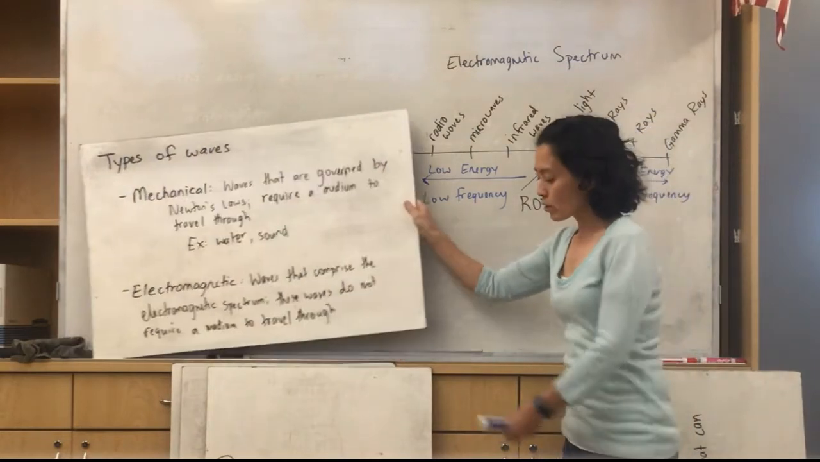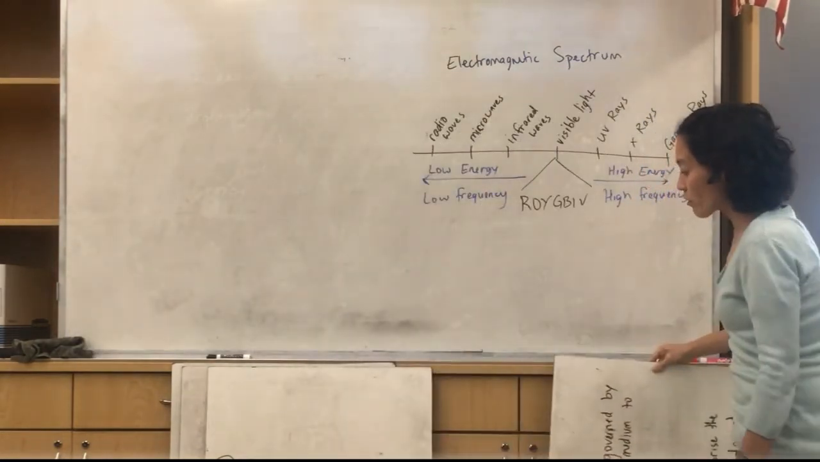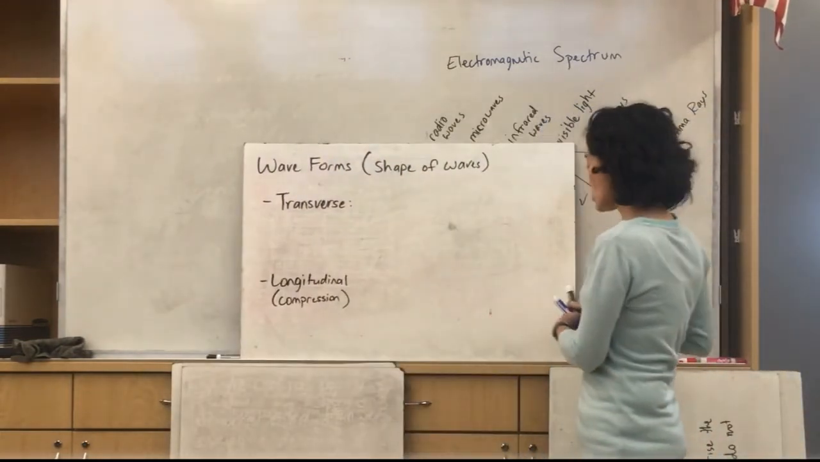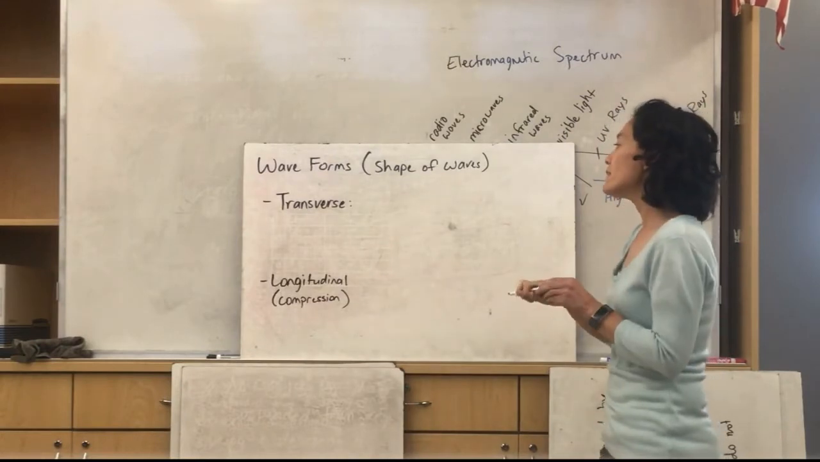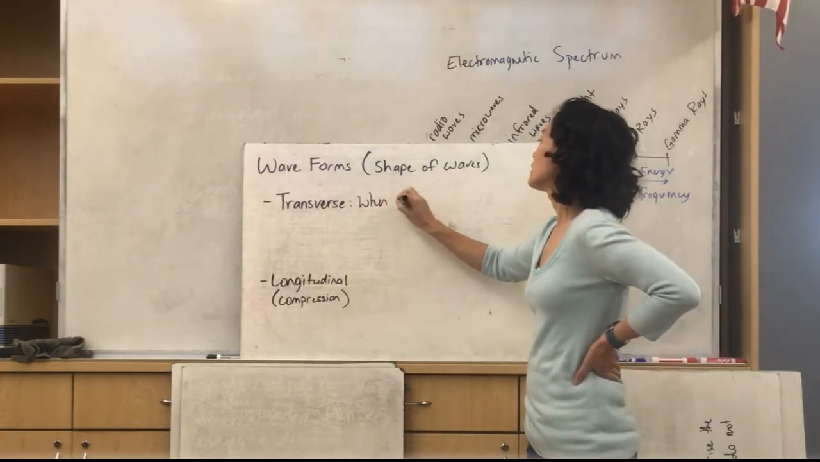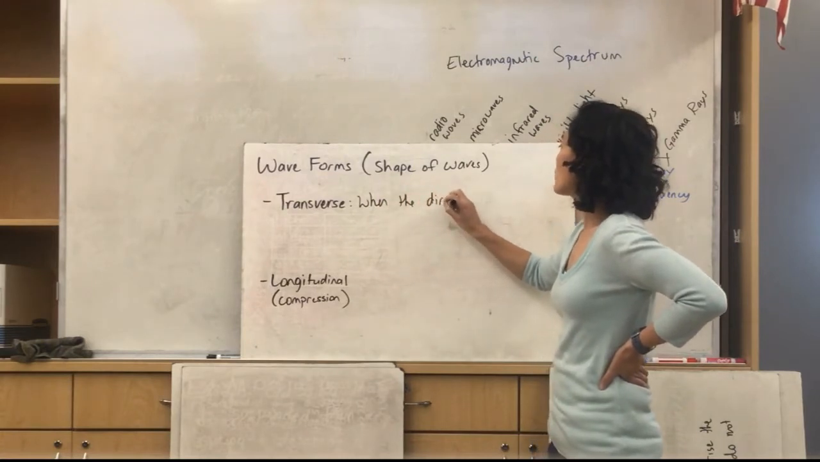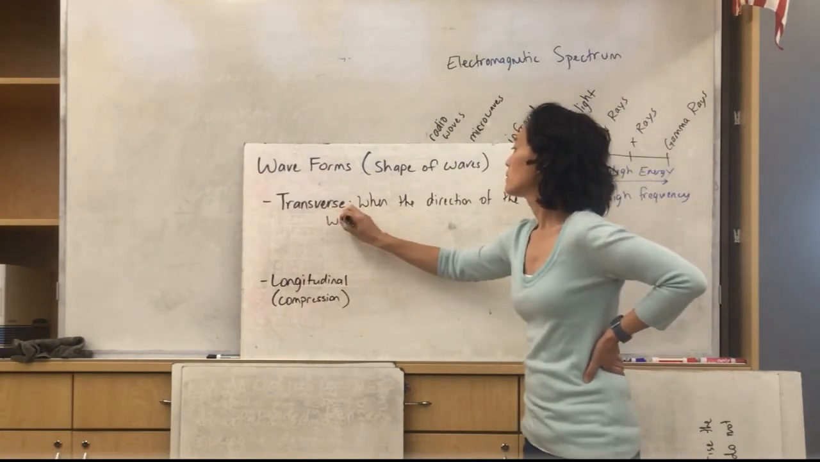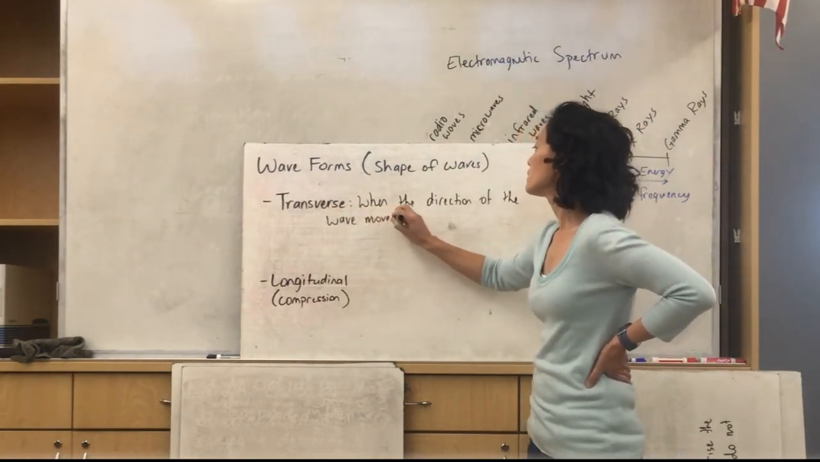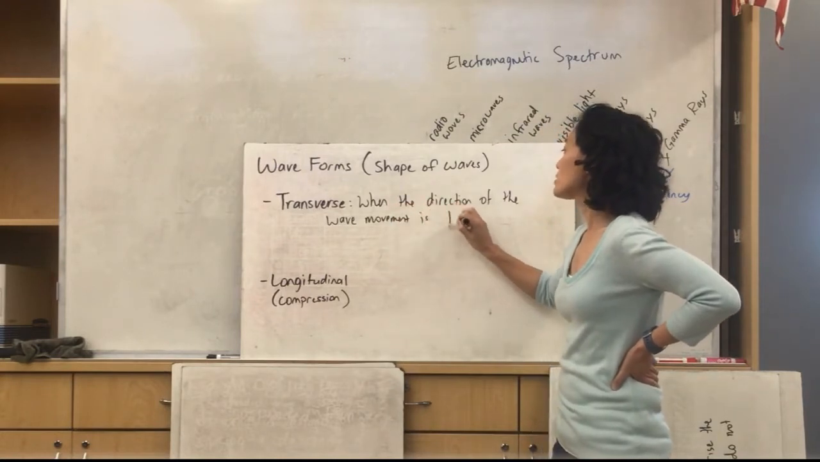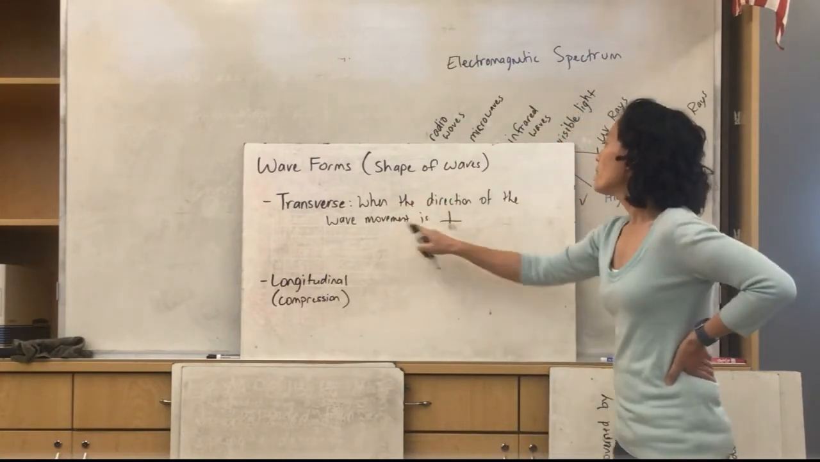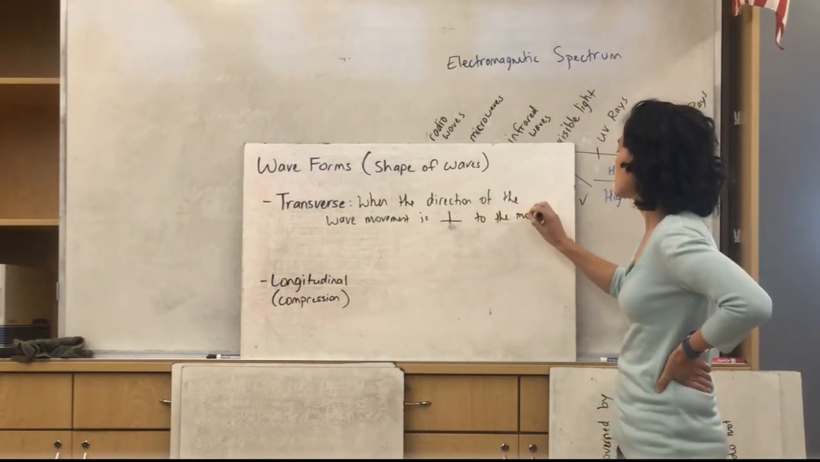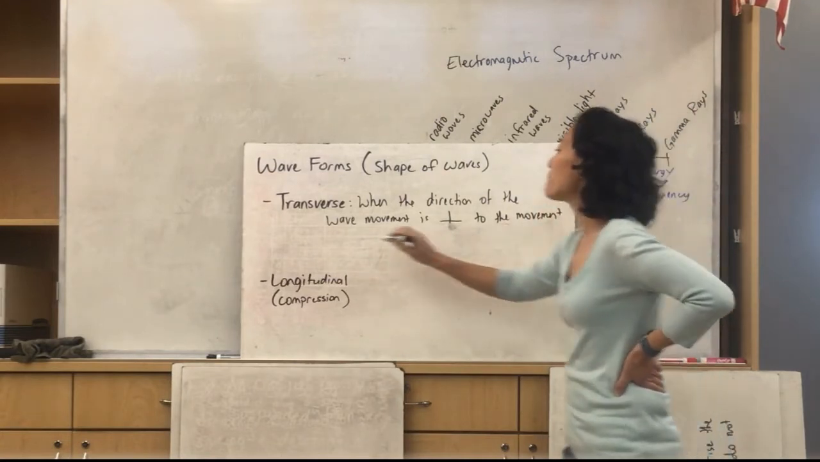So when we think about mechanical waves, there are two different types of wave forms that a mechanical wave can take. The first is called a transverse wave, and this is when the direction of the wave movement is perpendicular, and I'm just going to do the symbol because that's a long word. When the direction of the wave movement is perpendicular to the movement of the medium.